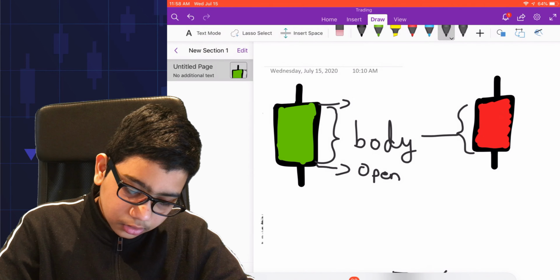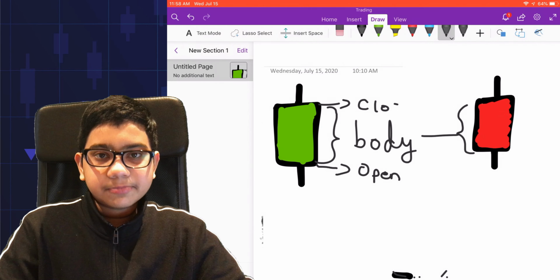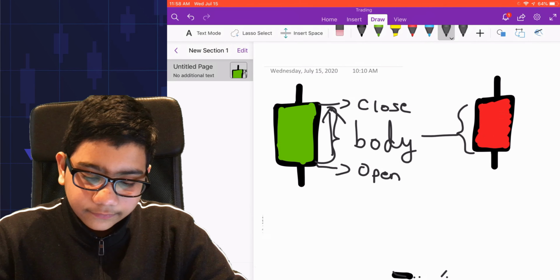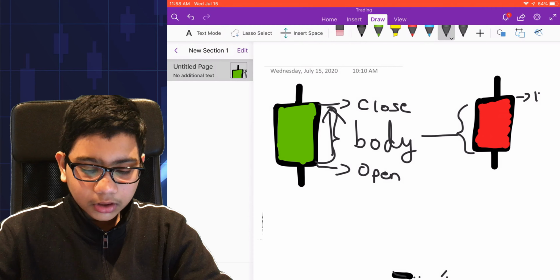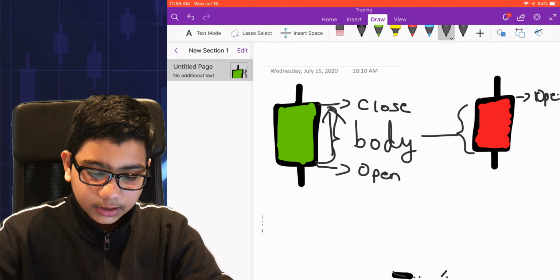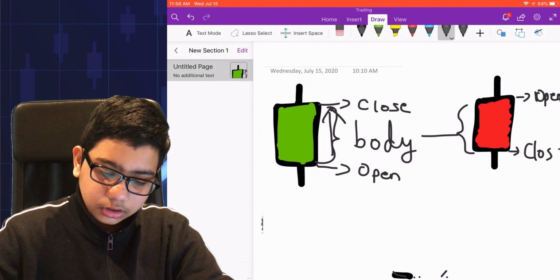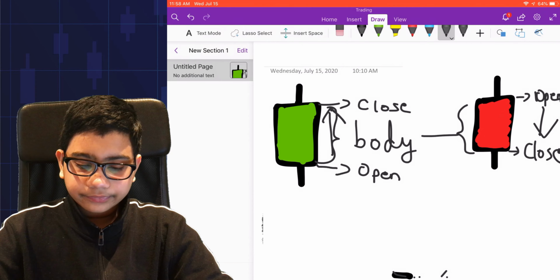So here's the close. So the open is below the close. And for a bearish candle, the open is at the top of the body, so the open is over here, and the close is at the bottom part, so here's the close. So the open is above the close.